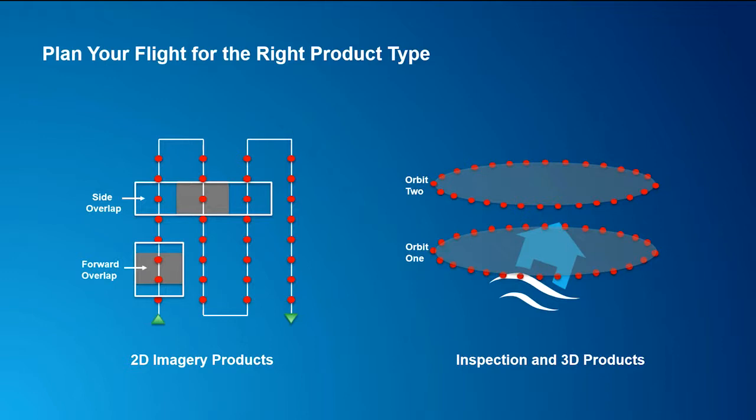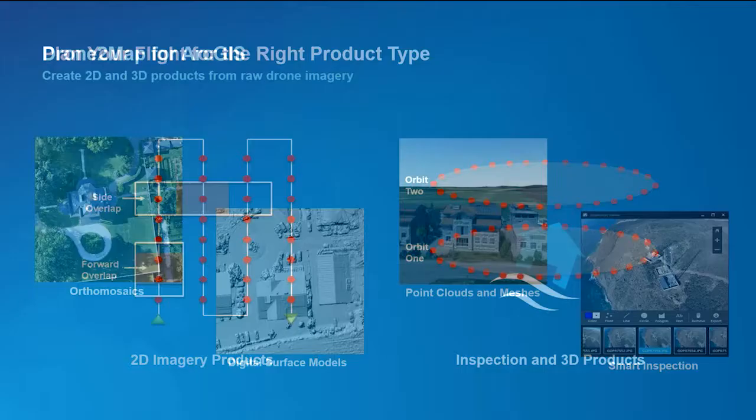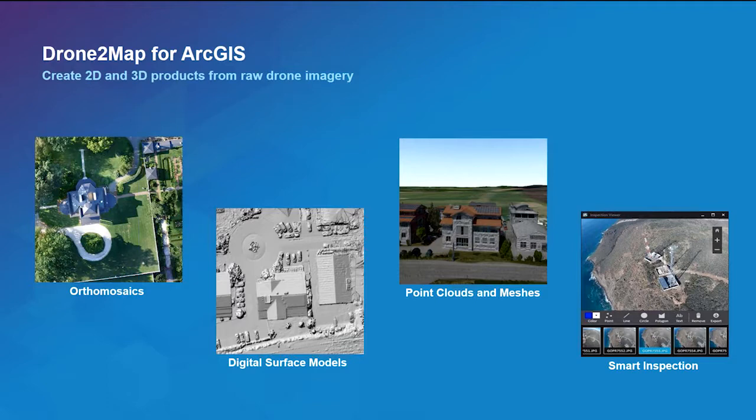So once the drone captures those images, you land it. The images go directly into Drone2Map. And with that process, Drone2Map basically processes all the imagery and creates a family of 4 standard information products.